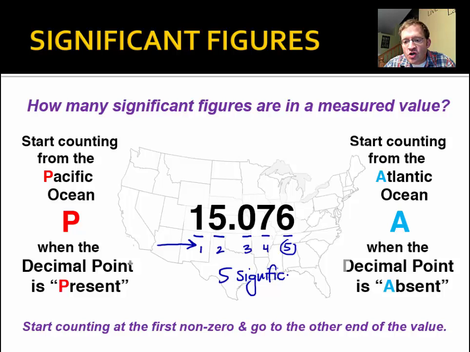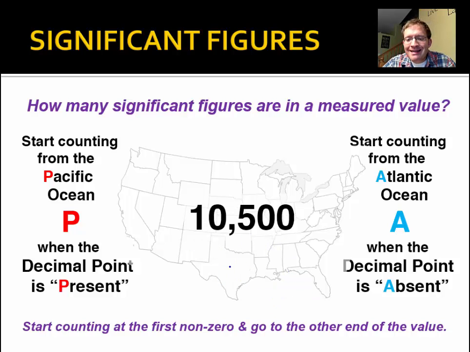In other words, we are certain of all the digits in 15.076. 15.076 has 5 significant figures. The 1, 5, 0, 7, 6 are all significant figures. I started counting again from the Pacific side across to the Atlantic side, starting from left to right with the first non-zero. I'll show you another example.